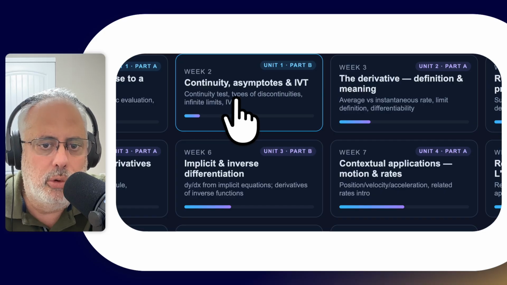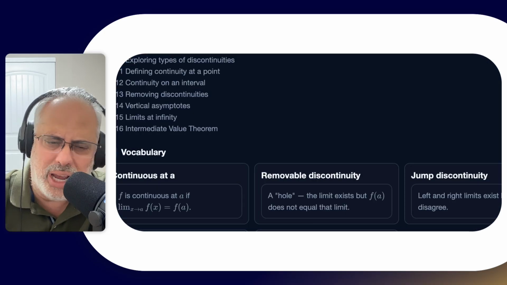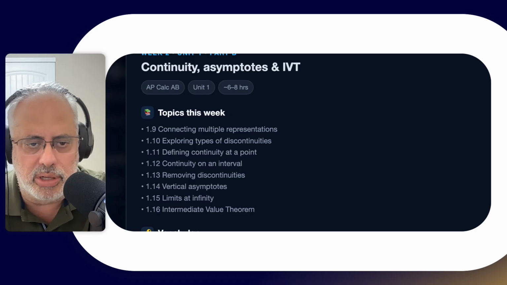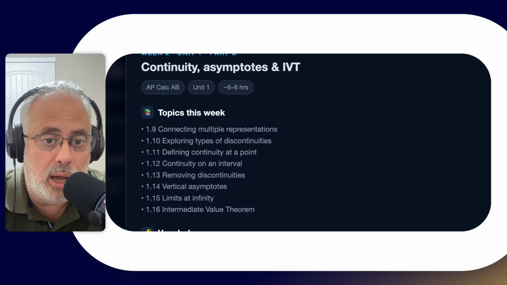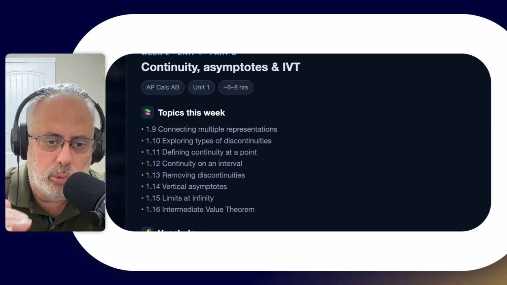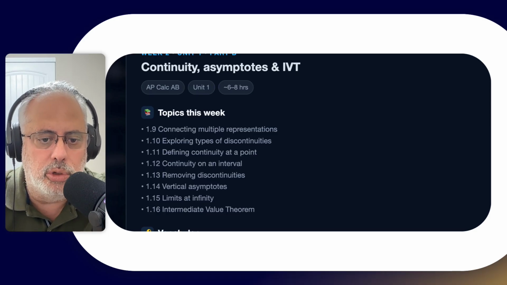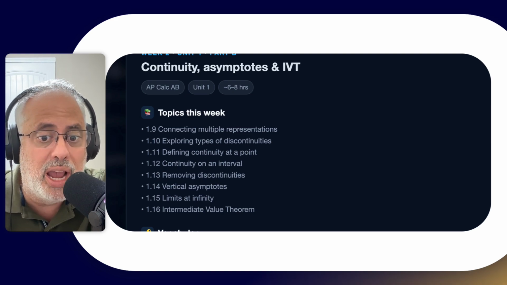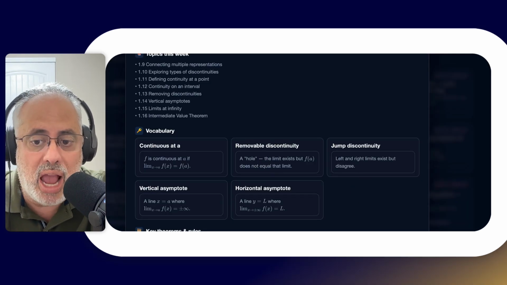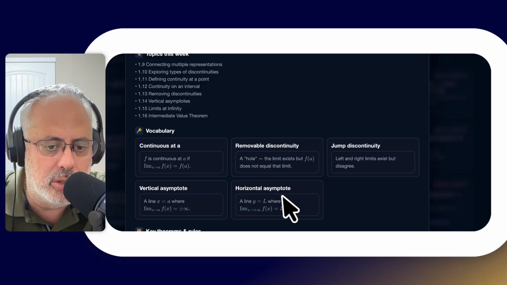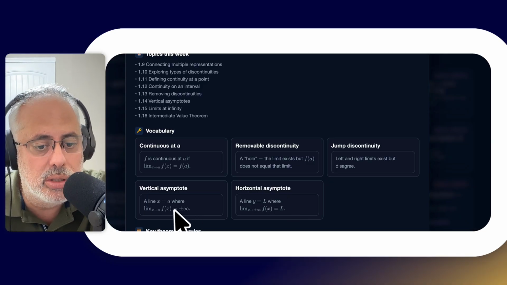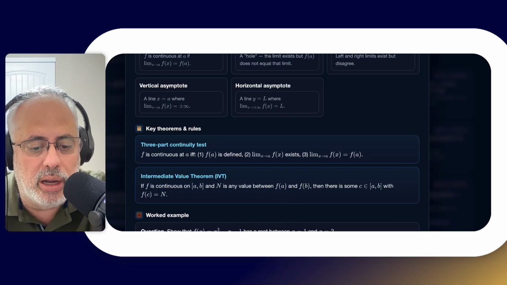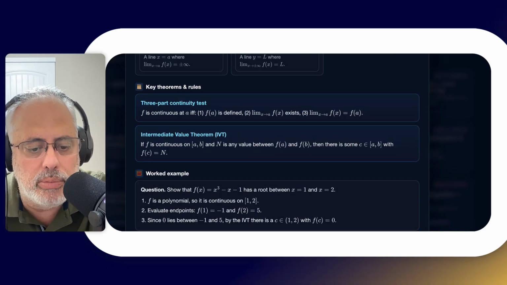So we have week number 2. In week number 2, we have the same format. Topics this week: connecting multiple representations, exploring types of discontinuity. You have the vocabulary here, which is what is the meaning of a function to be continuous. When do we have a removable discontinuity? When we have a jump, when we have a horizontal asymptote, when we have a vertical asymptote. We have different theorems here, the intermediate value theorem. We have a working example, we have practice problems with the answer.